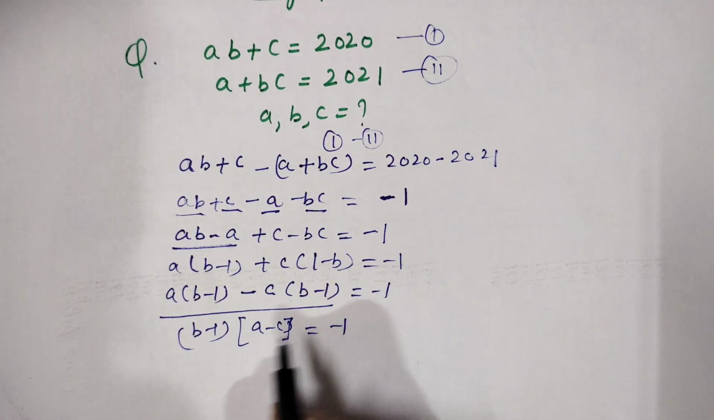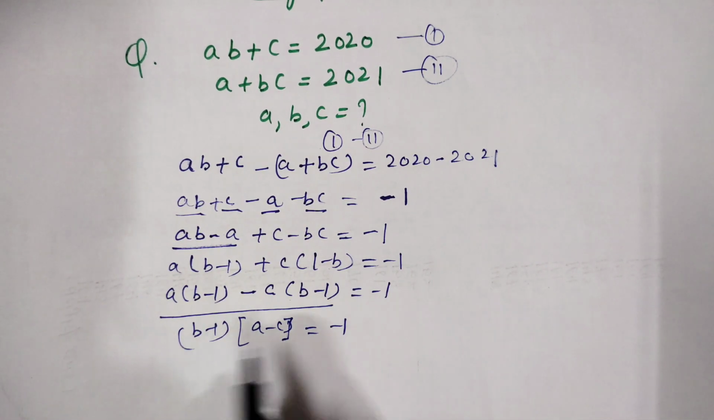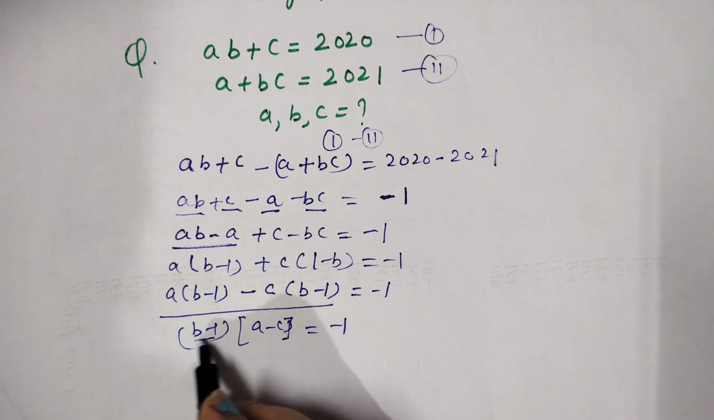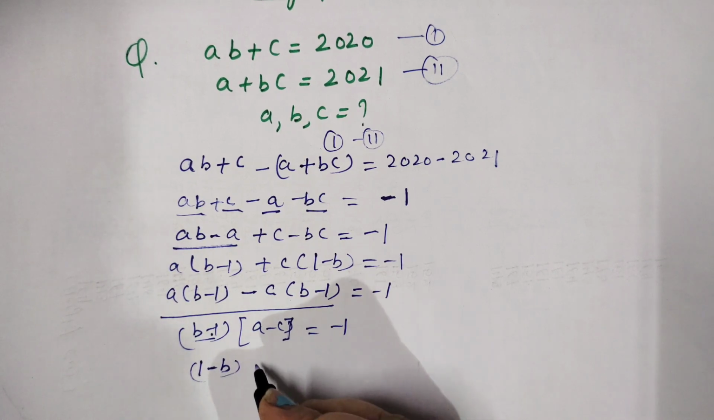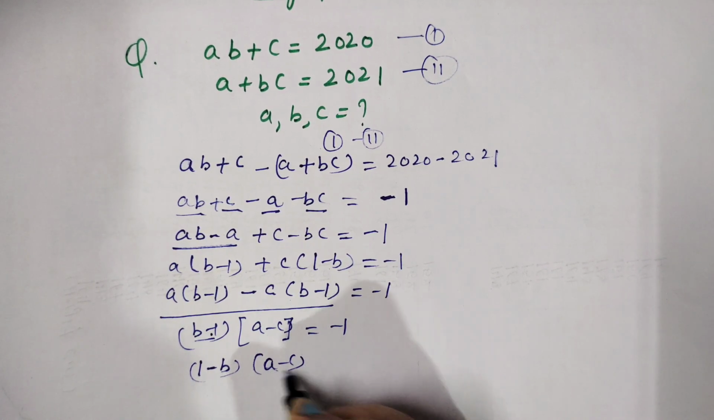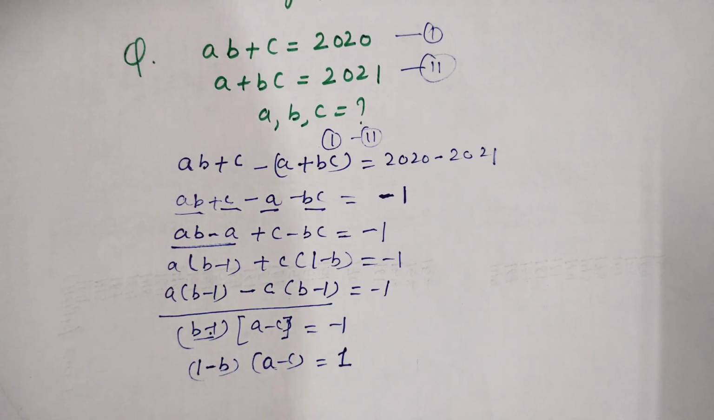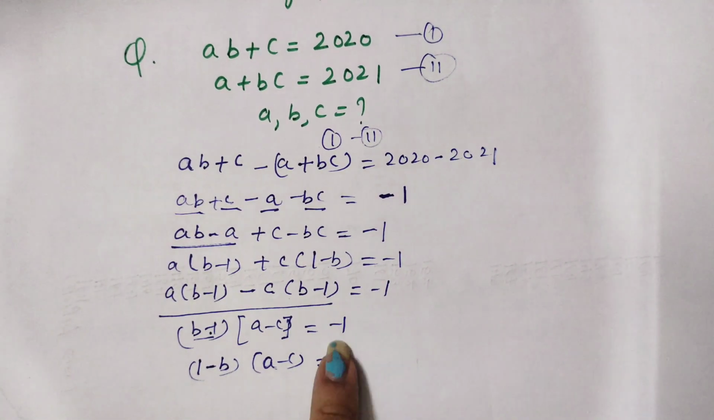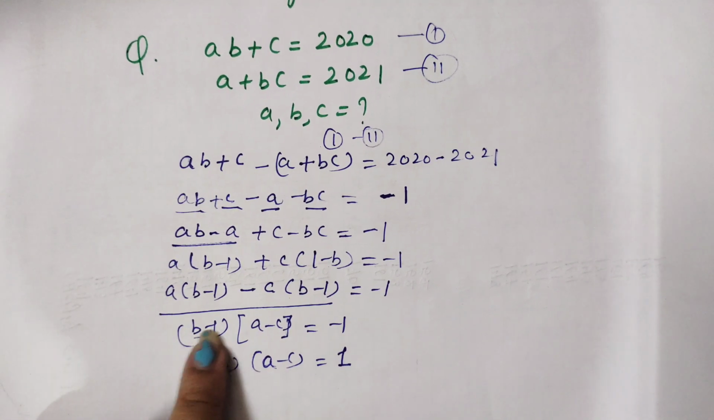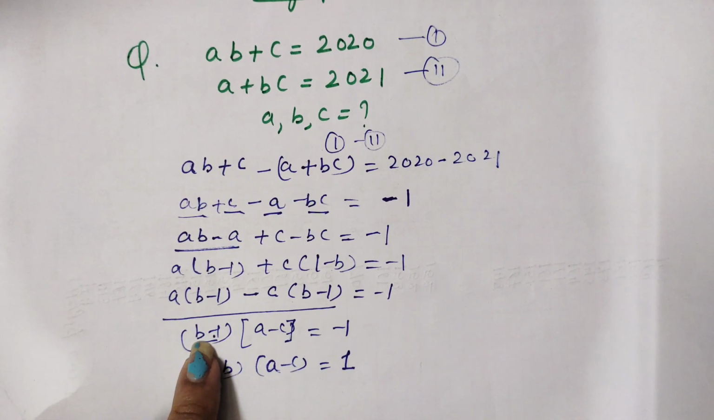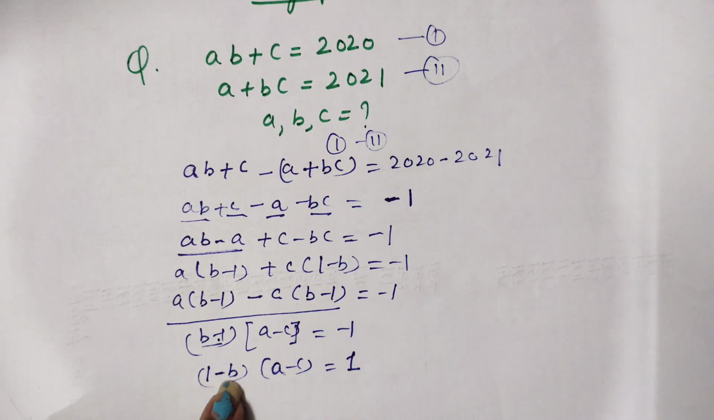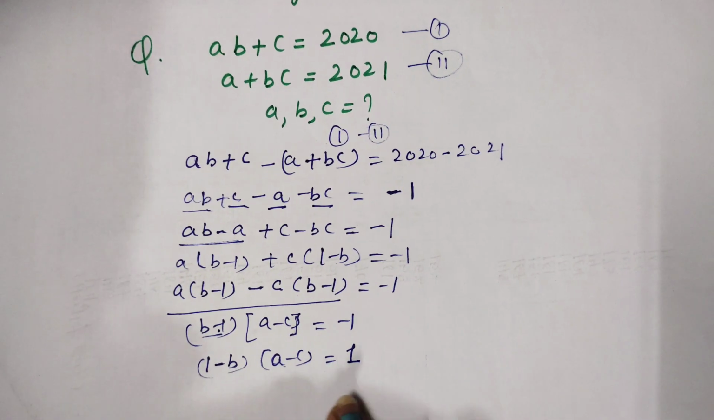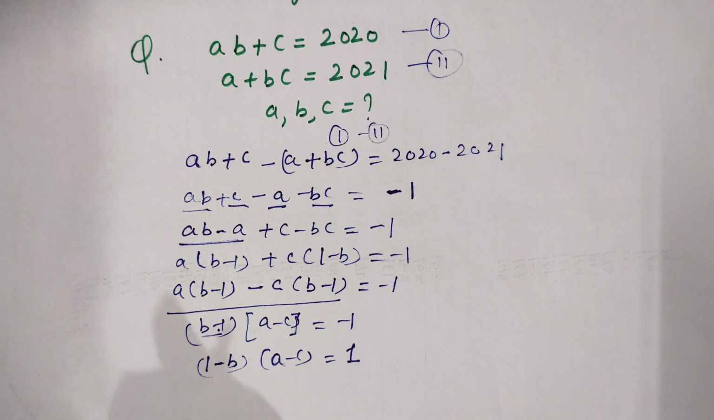Now we will convert this minus 1 into the positive form, so this minus sign comes to the left hand side. This minus sign goes into the first term B minus 1, so it is negative, and minus 1 becomes positive. So it is 1 minus B and A minus C equals 1. Okay, so this is the equation.